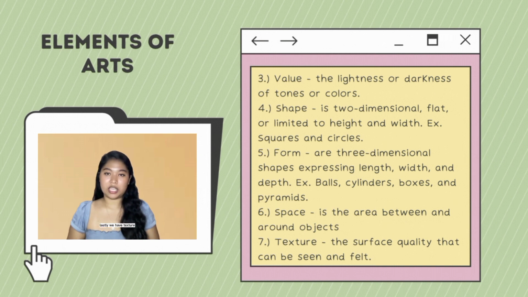Lastly, we have texture. Texture is a surface quality that can be seen and felt. It adds a tactile appearance to a design or layout. The goal of a texture is to add depth to a 2D surface. Texture can be applied graphically through patterns, either digitally created or an image mimicking the desired pattern.